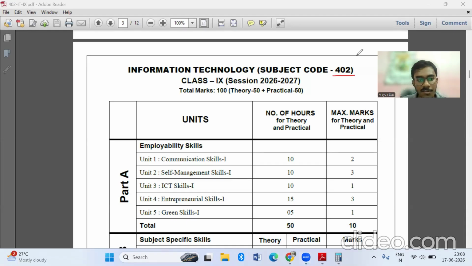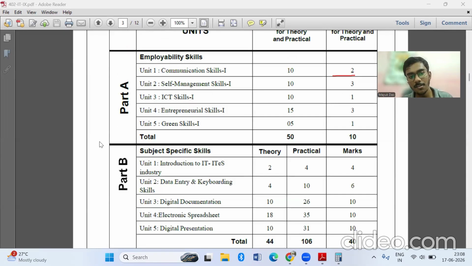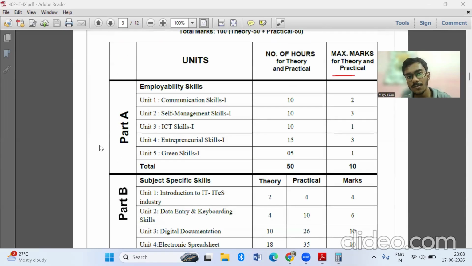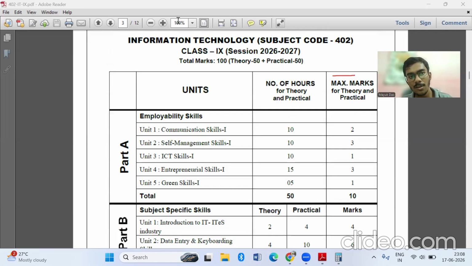And there are two units, or basically two parts, in this information technology for both class 9 and 10. So today in this video we'll discuss only class 9. Part A consists of 5 chapters, and part B consists of 5 chapters. That means both have 5 chapters.